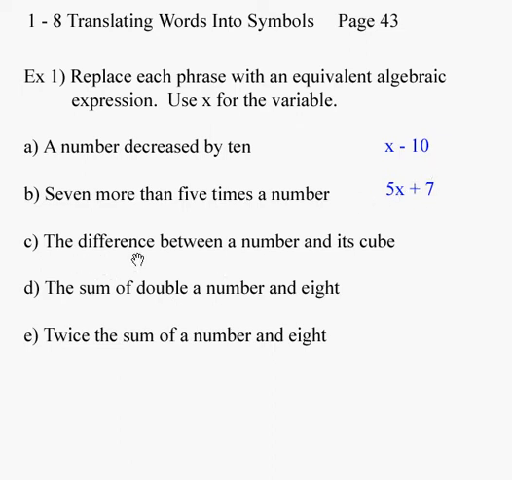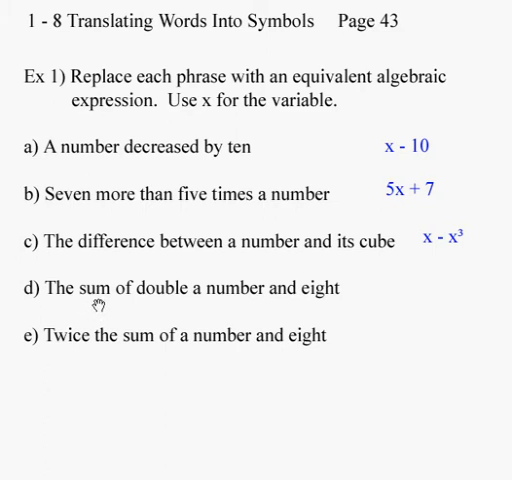All right, example 1c, the difference between a number and its cube. Difference means subtract. The number, we're going to use x as the variable for the number, and its cube, that's going to be x cubed, and we just keep the order the same. So that's x, the number, minus its cube. Okay, x minus x cubed.